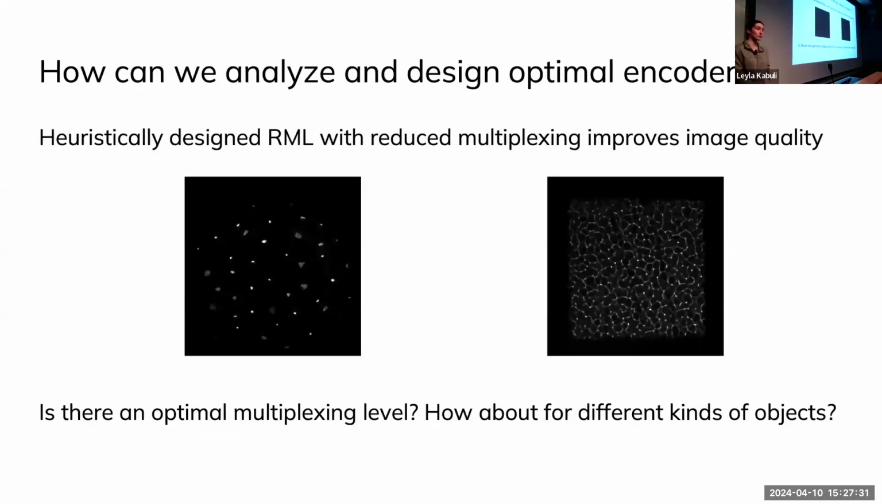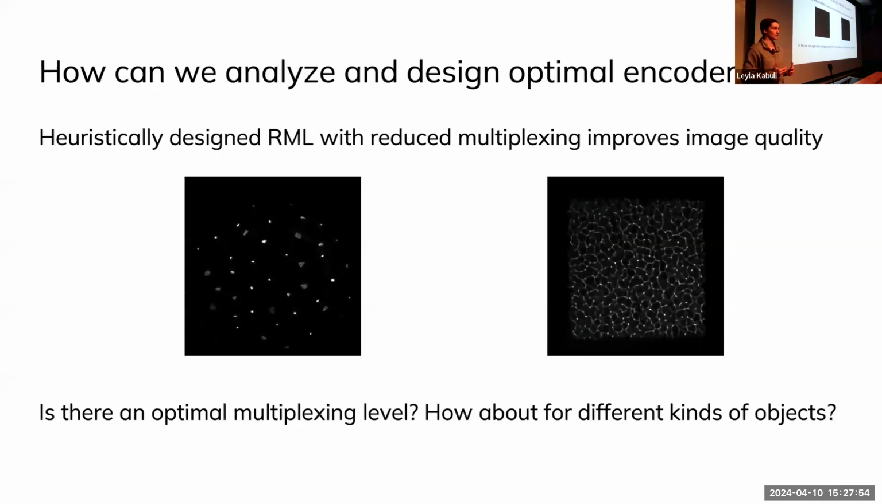Okay, so we made it through the first half of my talk. We demonstrated this heuristically designed imaging system that gave us improved quality and resolution for lensless imaging. We used a reduced multiplexing design. We used a lower one-to-many mapping in order to get this improvement in image quality. So we have some intuition here on what a good design might be. If we reduce multiplexing, we get better quality.